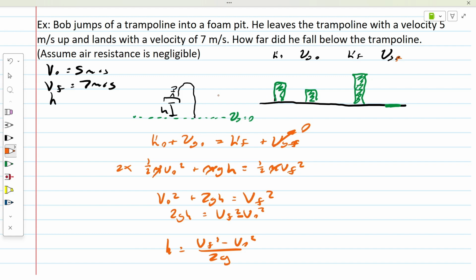And notice we could solve this with kinematic equations, and we could use our initial and final and use an equation and have gravity, and that's all fine, but usually energy is a little bit easier because you're only dealing with scalars and it only depends on the initial and final positions, which is really nice.